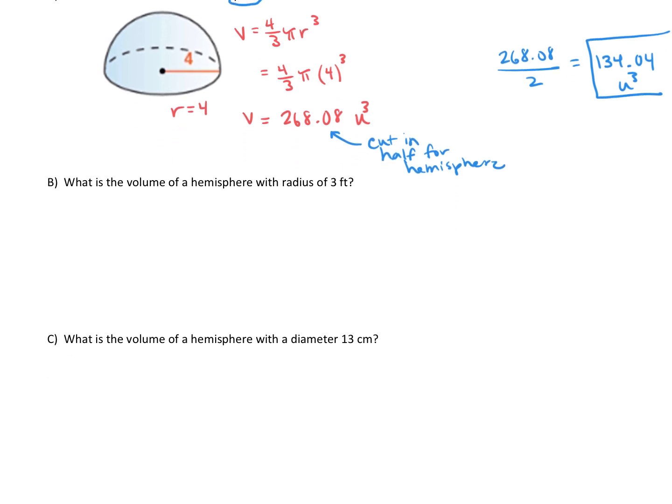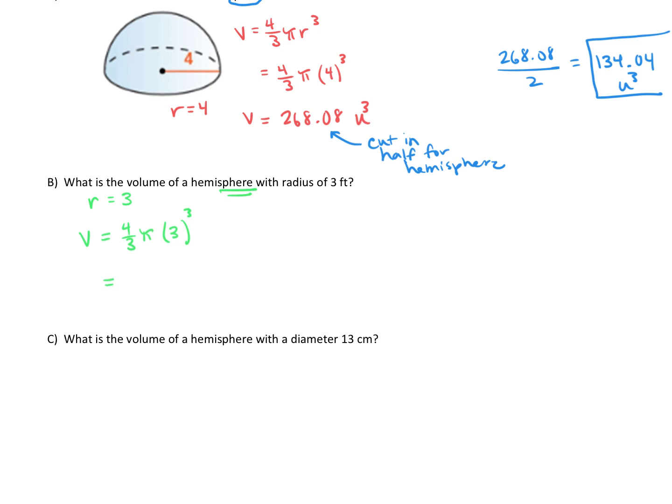Okay, we have a couple more examples to run through. This time they're describing in words versus having a picture. What is the volume of a hemisphere with a radius of 3 feet? Well, that's pretty straightforward. They gave us the radius is 3. So we're going to find the volume of a sphere, and then we're going to cut it in half. Our volume of a sphere is 4/3 pi times our radius. Let's plug that 3 in to the third power.